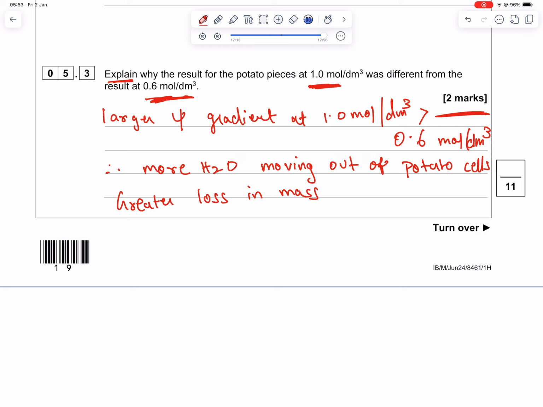If you can confidently answer this question, you're securing method marks, explanation marks, and comparison marks, exactly what examiners are looking for.